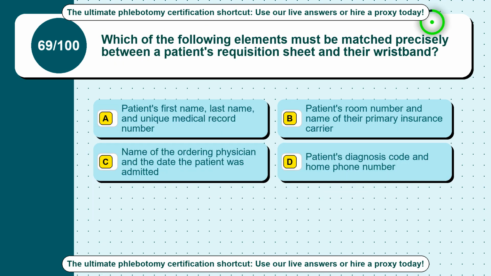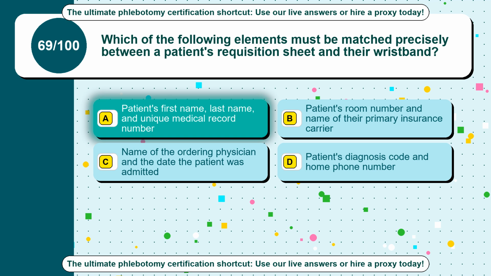Question 69. Which of the following elements must be matched precisely between a patient's requisition sheet and their wristband? Option A, patient's first name, last name, and unique medical record number. Option B, patient's room number and name of their primary insurance carrier. Option C, name of the ordering physician and the date the patient was admitted. Option D, patient's diagnosis code and home phone number. The correct answer is option A, patient's first name, last name, and unique medical record number.